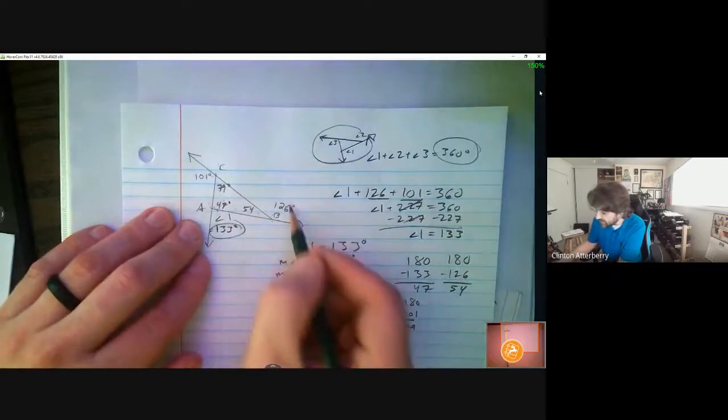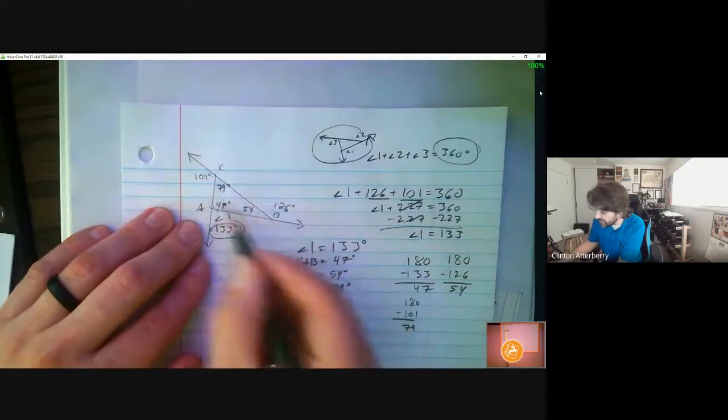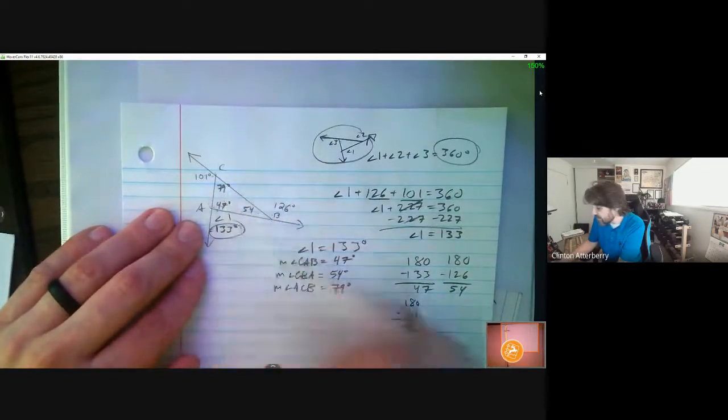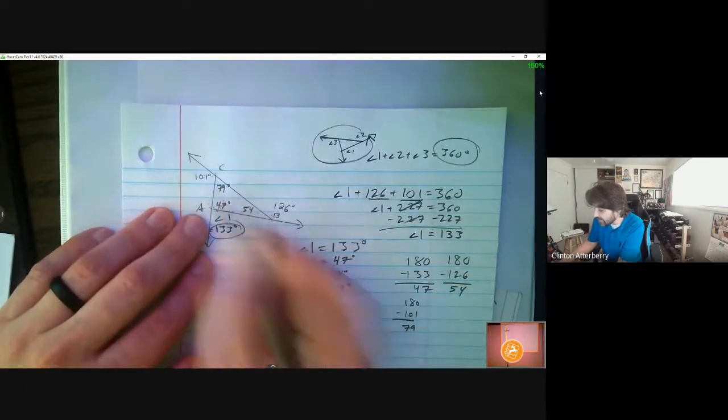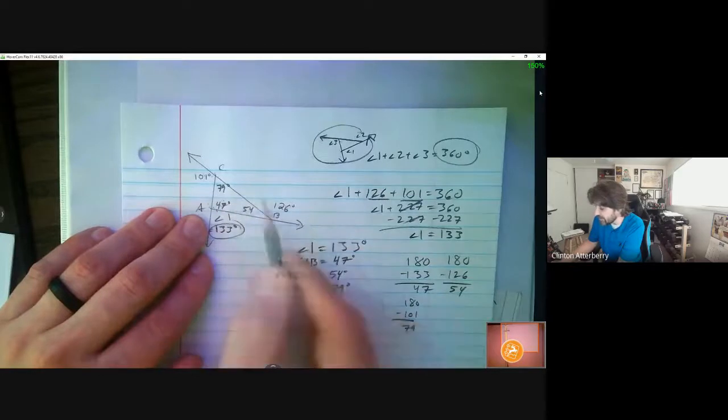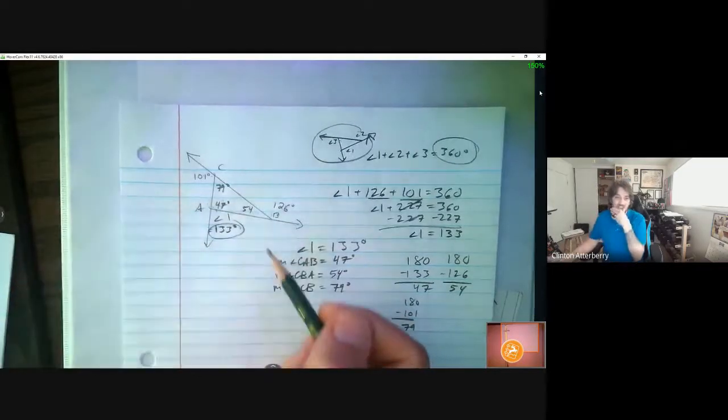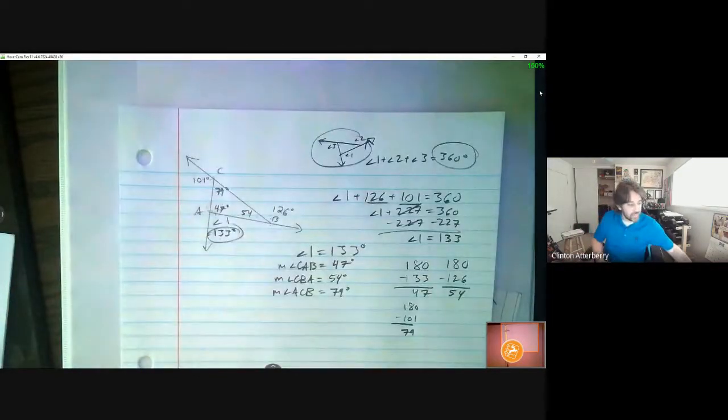This piece should add to those. This piece should add to those. This piece should add to those. Every little angle pair here is going to add up to 180, 180, 180. Inside 180, outside 360. That's how these problems work.